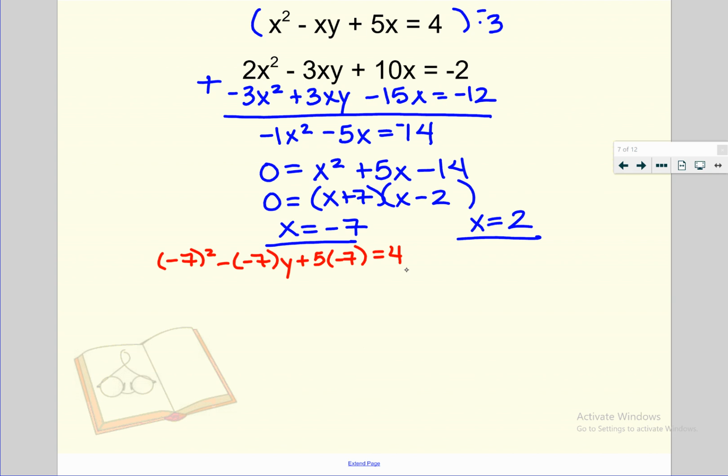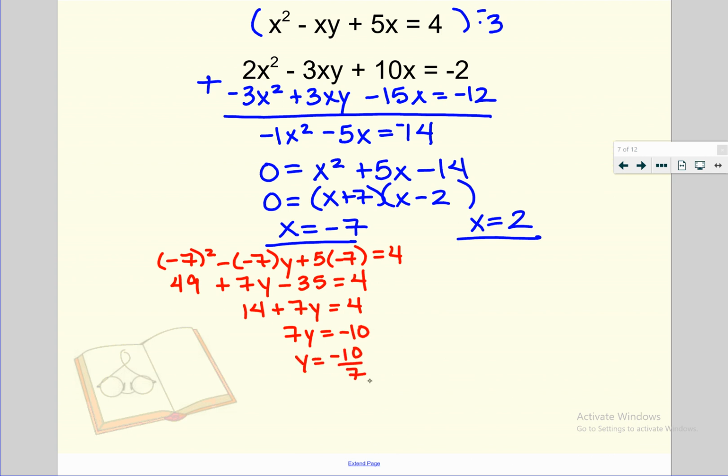All right, then a little bit of simplifying. Negative 7 squared, that's 49. Plus 7y minus 35 equals 4. It's looking better. 49 minus 35 gives me 14. Plus 7y is 4. Subtract 14, that's negative 10. Divide by 7, negative 10 sevenths. So not super pretty, but that's okay. Our point is negative 7 and negative 10 sevenths is our first answer.